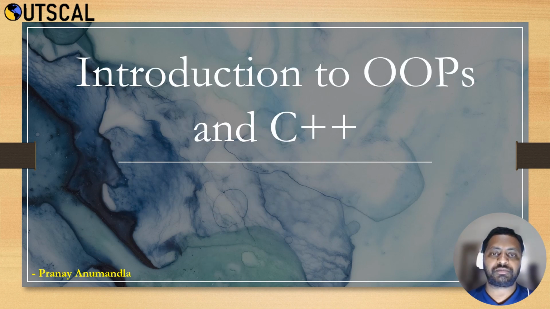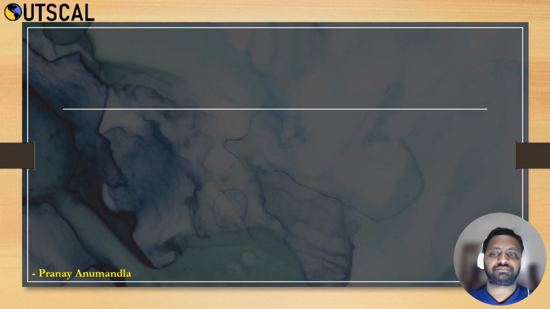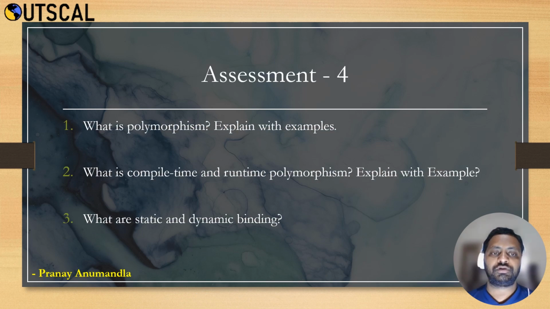Introduction to OOPS plus C++. Self-assessment round 1. This is assignment number 4. These are the questions: explain what is polymorphism, explain with examples. What is compile time and runtime polymorphism, explain with examples. What is static and dynamic binding? First one.